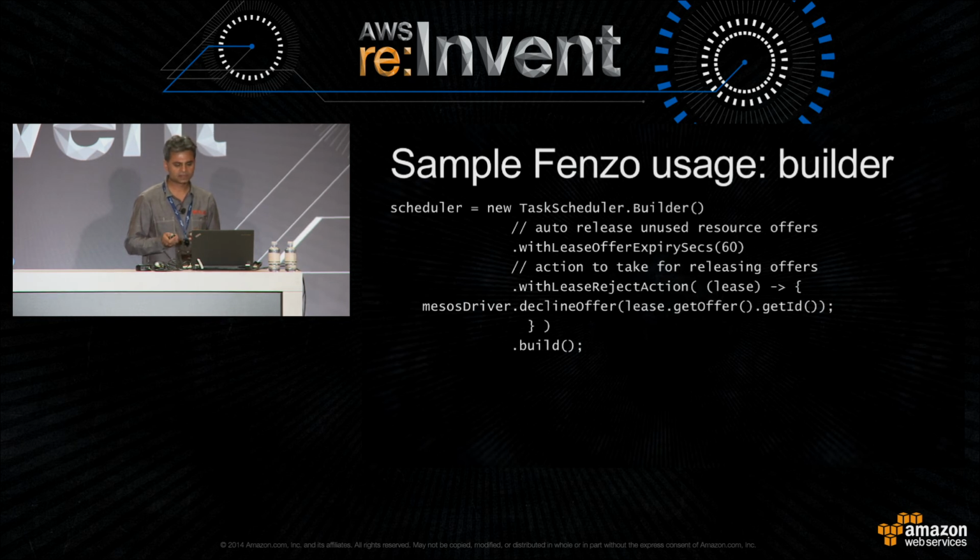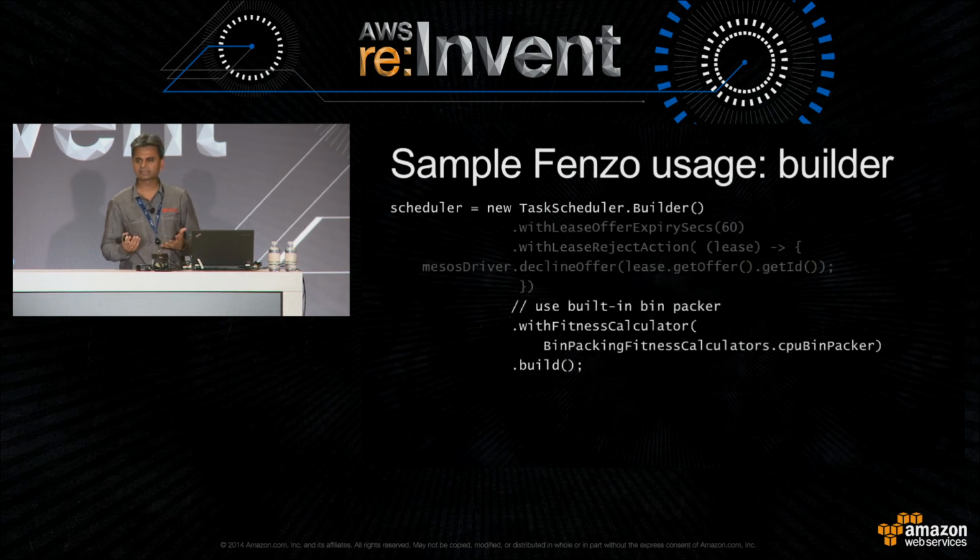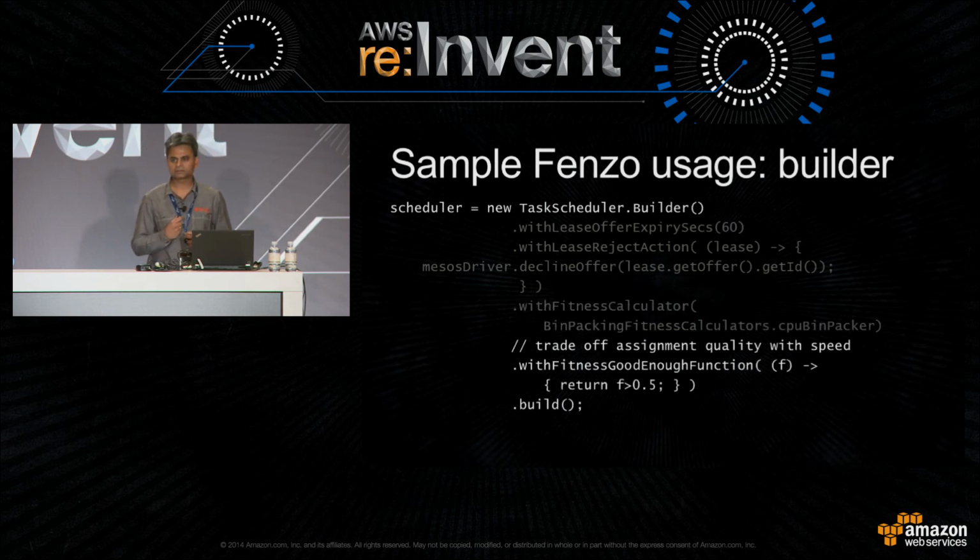And once you create that, you can also say, I want to use a fitness calculator that's already built in. It's the bin packing fitness calculator. And then I can also say, hey, I'm just looking for a fitness to be just 0.5 or greater. I don't need a perfect fit, or you can vary that. And once you do this, you now have a task scheduler that you can feed your tasks into and all of the Mesos offers, and then it'll do the assignment for you.